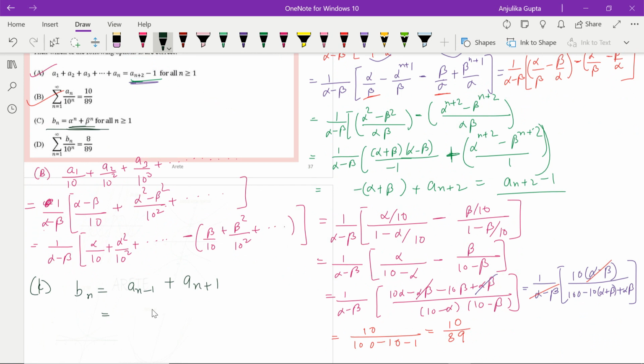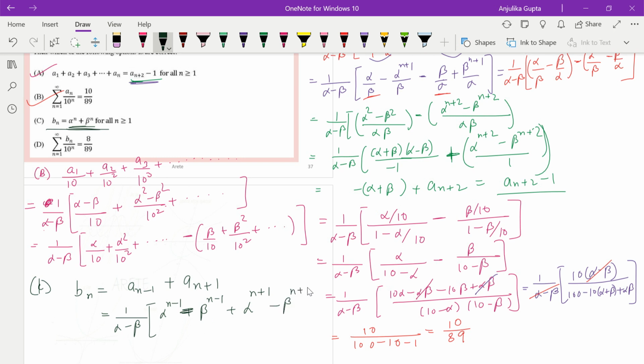Okay, so I will use the definition of B_{n-1}. Again, I will take out alpha minus beta: 1 over alpha minus beta, times alpha^(n-1) minus beta^(n-1) plus alpha^(n+1) minus beta^(n+1). What I have to see is that they want the power n somehow.